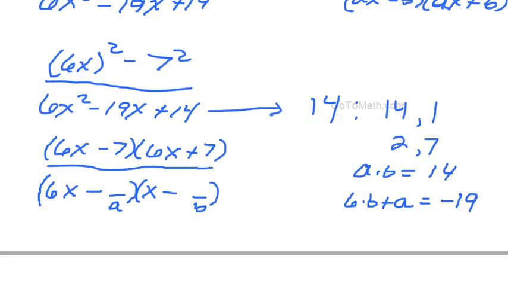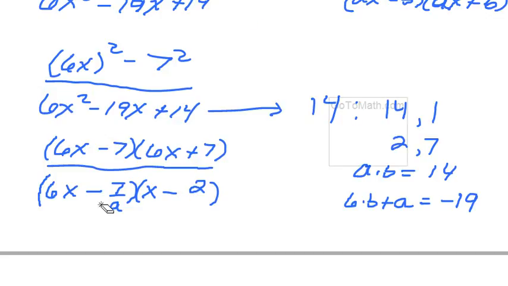Negative 19. Okay. So 2 and 7, let's take a look. Now remember, they're both negative. So 6 times 2 is 12, and then 12 and 7, that's 19, right? So if b is a 2 and a is a 7, there you go. So 6 times 2 is negative 12. Negative 12 minus 7x, that's going to be a negative 19x. And then negative 7 times negative 2 is a positive 14.